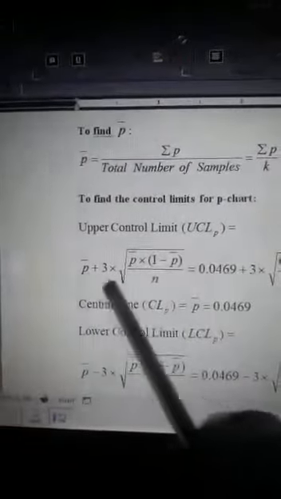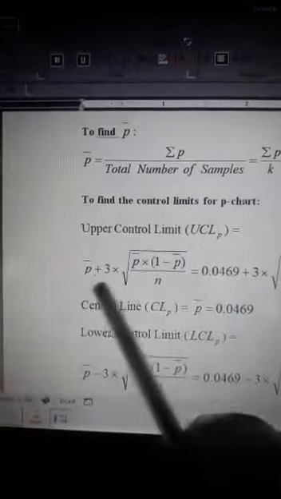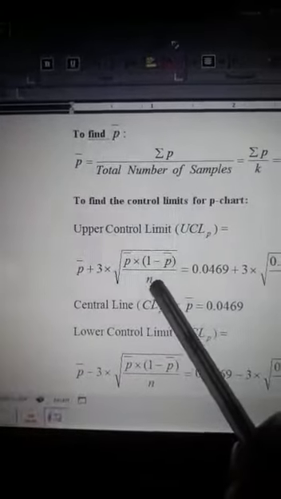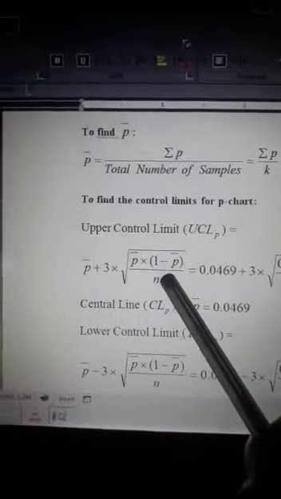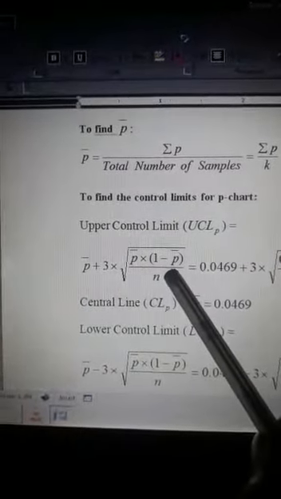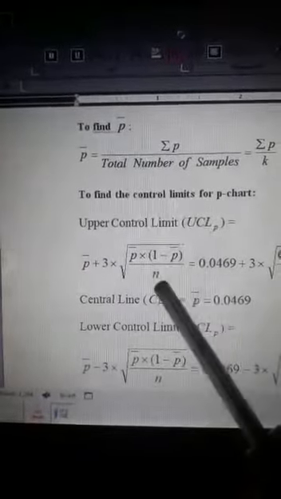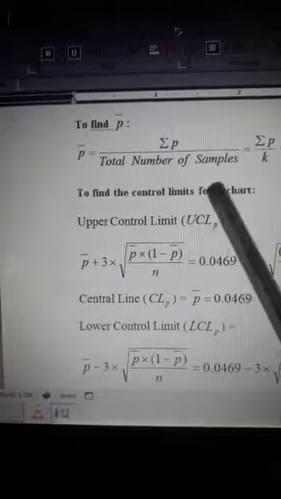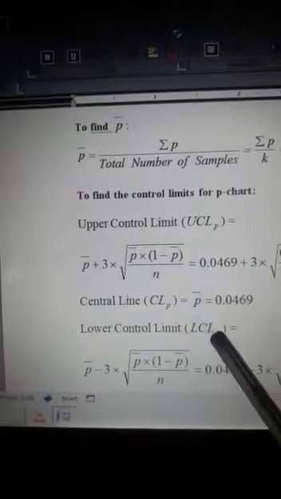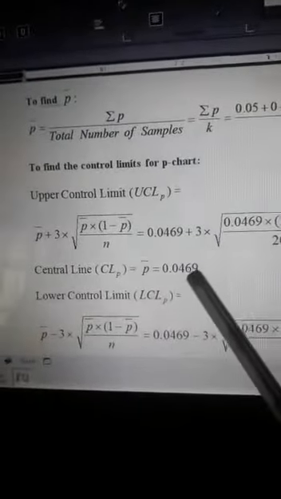So all the parameters required here have either been found out by us or are mentioned in the given question. So by using those values, we can find out the values of the upper control limit, central line, and the lower control limit of a p chart, and that's what we have done here. The value of upper control limit is coming out to be 0.0917. The value of the central line is coming out to be 0.0469, and the value of the lower control limit is coming out to be 0.0021.